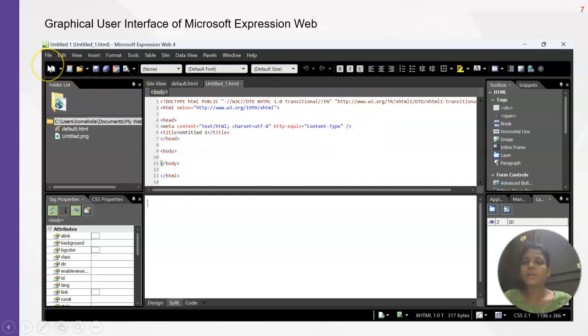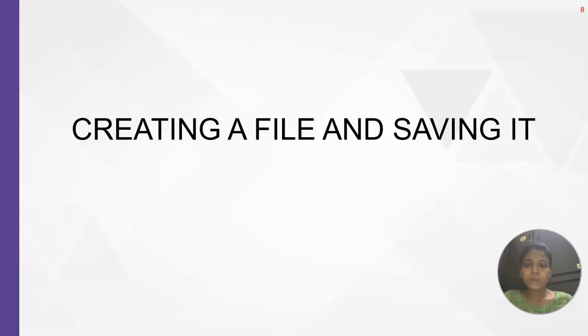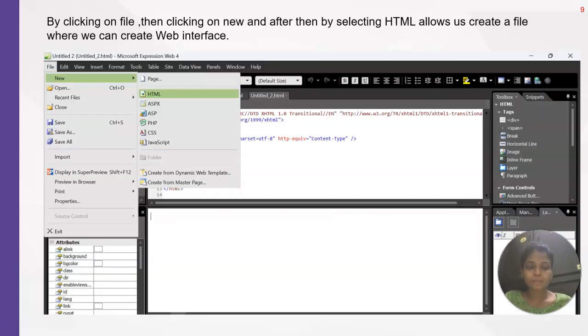Here we can see different options like file, edit, view, insert, format, tools, table, site, data view, panels, window, help at the top, and here at the right side we can see the toolbox and the snippets. Over here we can see the CSS properties, which means we can style our web user interface elements by using this box. Here we can see a number of folders that have been created on our system for designing different web user interfaces. So now let us see how we can create a file and save it.